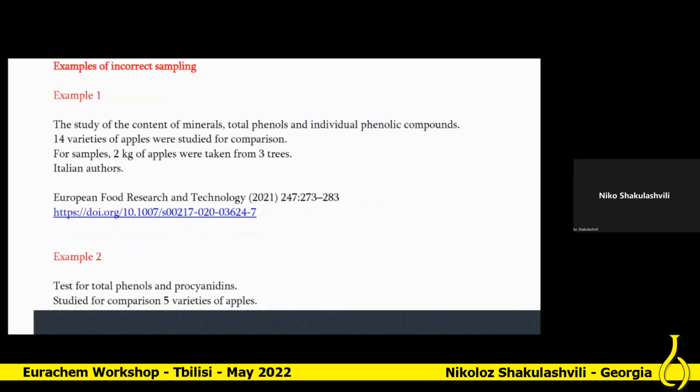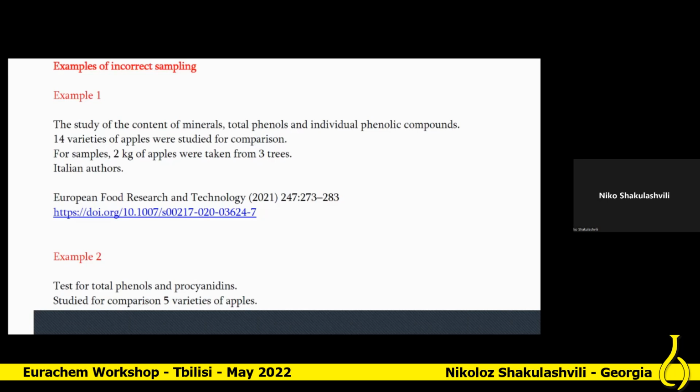This is an example of incorrect sampling. And this is what I was talking about before. Actually, this is the study of the content of materials, and these are 2 examples from the literature, from quite well-known journals. The research was carried out on apples. I was dealing with this topic, and I had to get familiarized with different available material, and I came across this challenge.